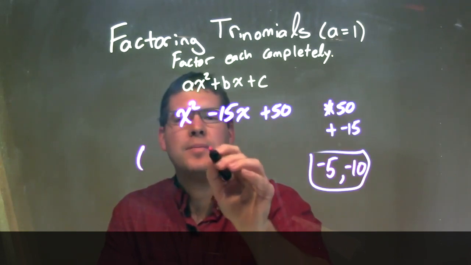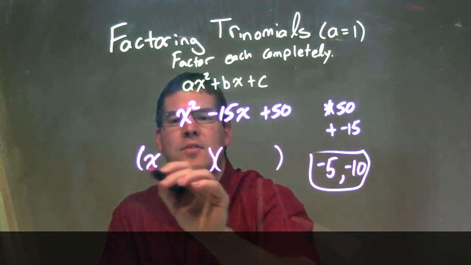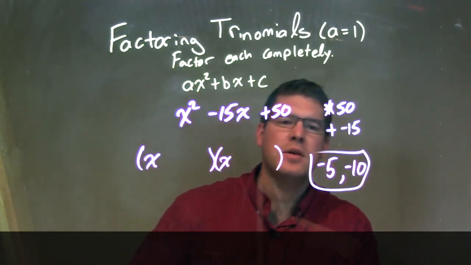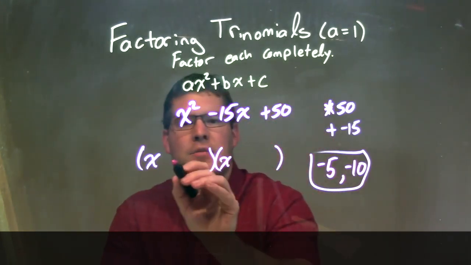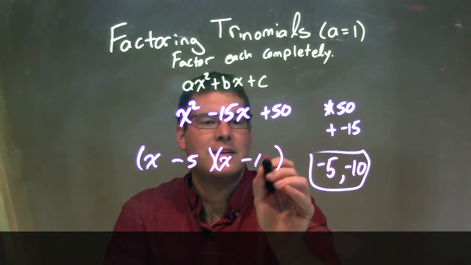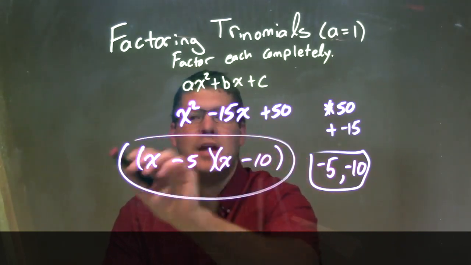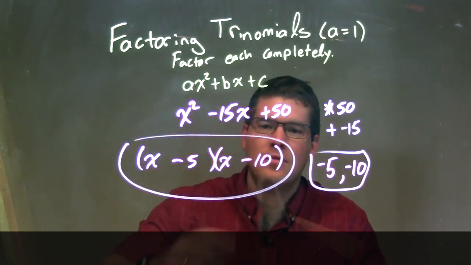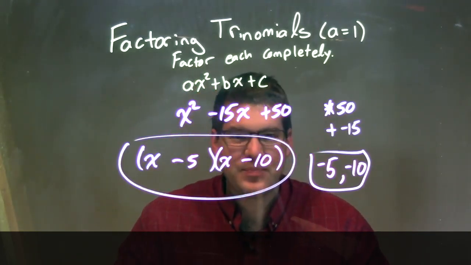So I can break this apart like I always do, with an x at the beginning of each parentheses. And then I plug in the two numbers we found, x minus 5 and x minus 10. And there we have it. Our final answer here that's factored is x minus 5 times x minus 10.